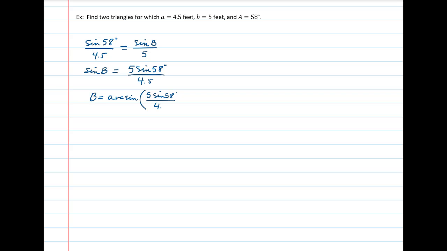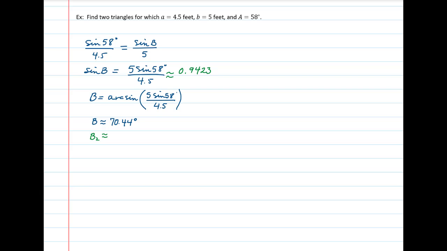So we set it up: sine of 58 degrees divided by 4.5 equals sine of B divided by 5. Cross multiply, solve for sine of B, and then take the inverse sine of all that, and we get that B is approximately 70.44 degrees. Notice how this value for sine of B, putting it in the calculator, is 0.9423, and obviously it's less than 1, so that's why we have a B defined, and it's positive.